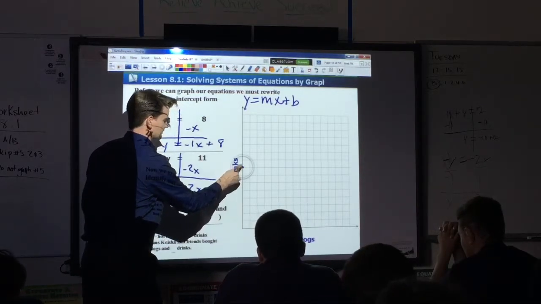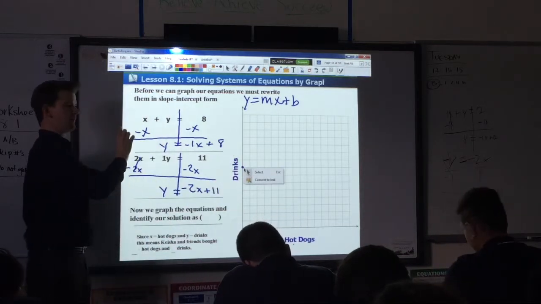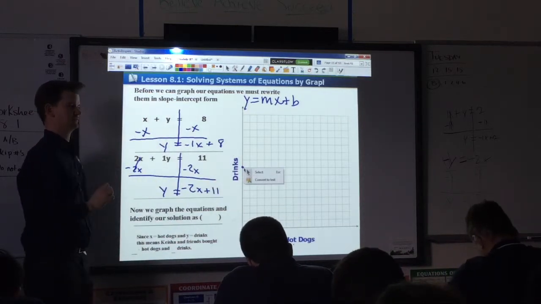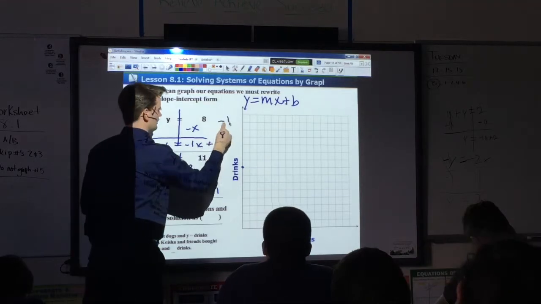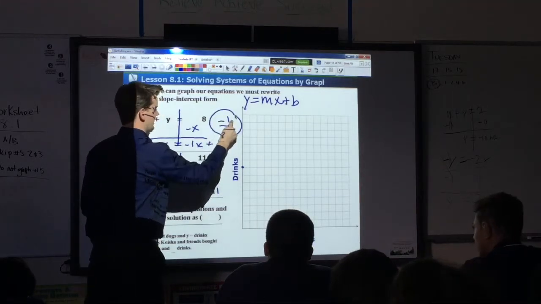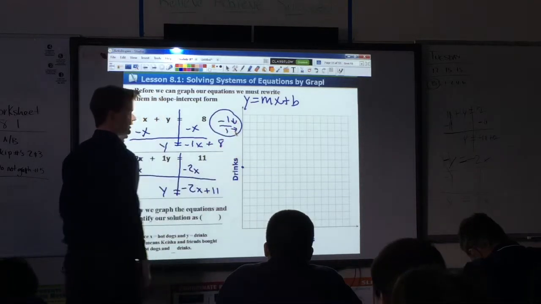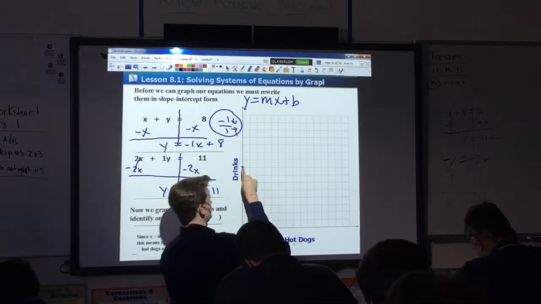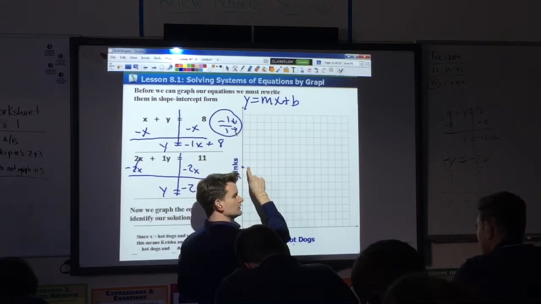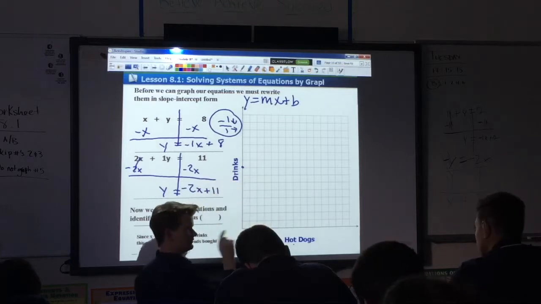That's my y-intercept. And then what is my slope for the top equation as a fraction? Negative 1 over 1. So this tells me I have to go down 1, right 1 to get to the next point. Let's do that. So we start here. What am I doing again? Down 1, right 1.